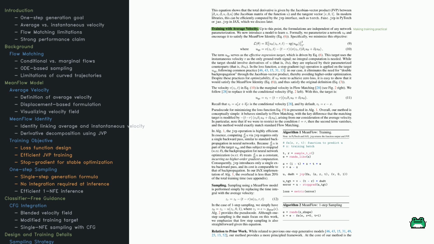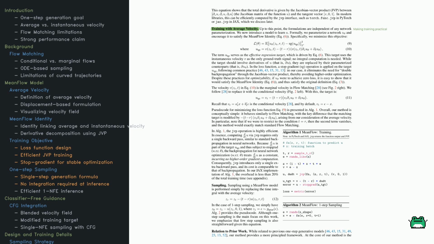Here's where it gets clever. To compute that time derivative efficiently, they use a Jacobian vector product, or JVP. This is a standard trick in libraries like PyTorch and JAX. And the best part? You only need a single backward pass to do it. It's just as cheap as normal backpropagation. They even mention that in their JAX implementation, the overhead is under 20%. Pretty efficient. The whole training process is wrapped into algorithm 1. You sample 2 times, create a noisy point, compute the velocity target and its derivative, then minimize the loss. It feels familiar if you've worked with flow matching before. Just a different target.